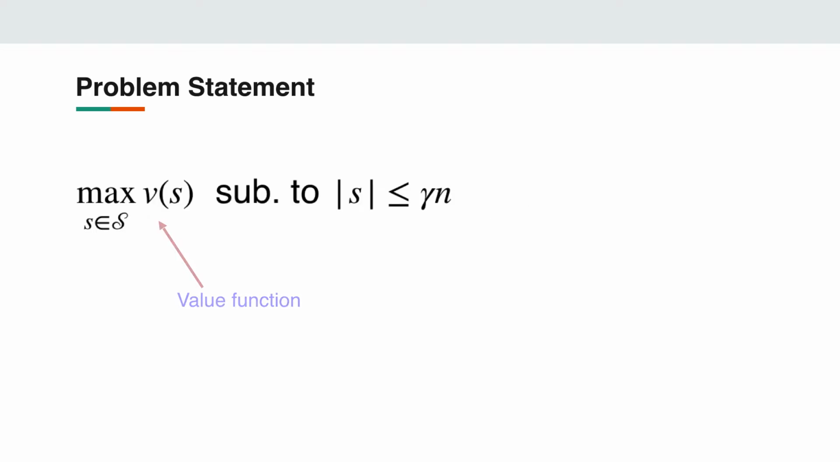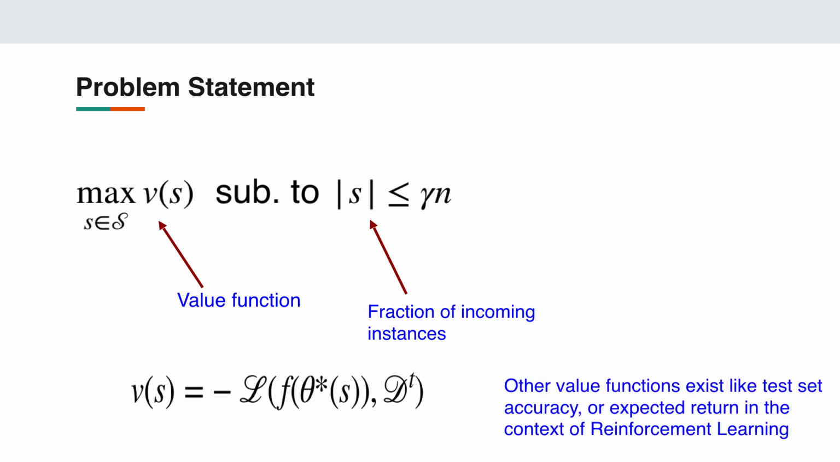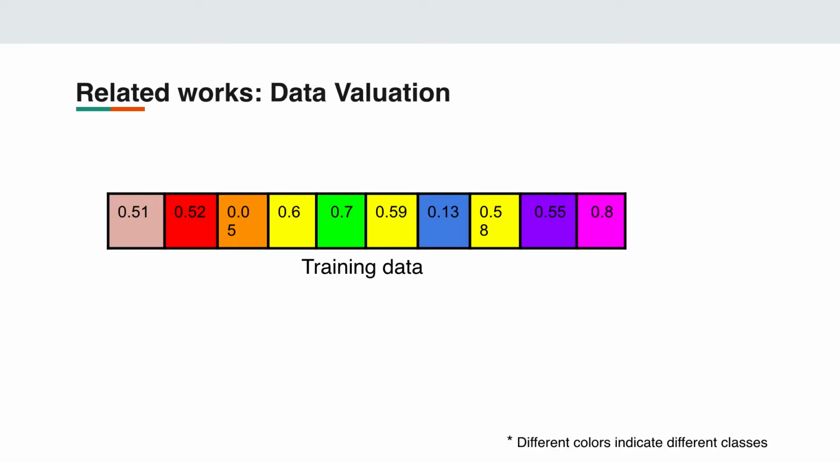We want to maximize the value function of the subset such that the number of the elements in the subset is within a certain fraction of the total number of instances. We use test set loss as the value function, which should be the most minimum given an optimal subset is chosen. There can be other value functions too, like test set accuracy or expected return in the context of reinforcement learning. The considered related works take upon the task of evaluating instances in the following manner.